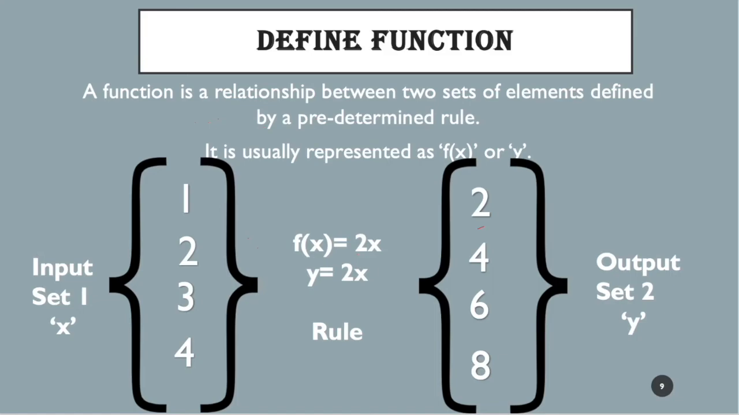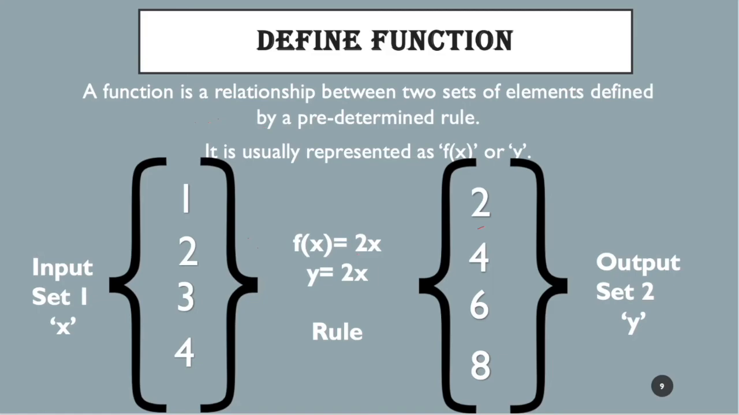For that, first we need to apply a rule to these input variables. So first we have to define a rule, or there should be a predefined rule. Let's say in this example that rule is y equals 2x. That means the output value is double the input value. So for each input value, we double that input value, we get the corresponding output value.